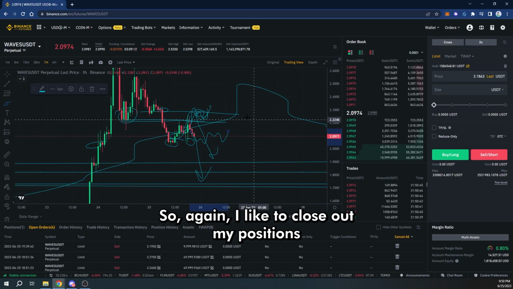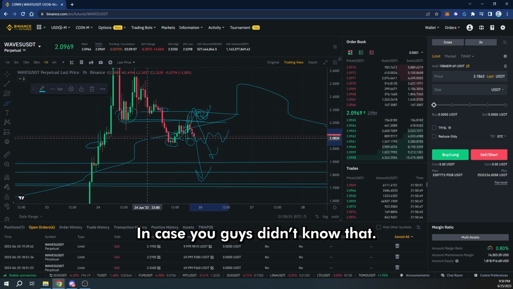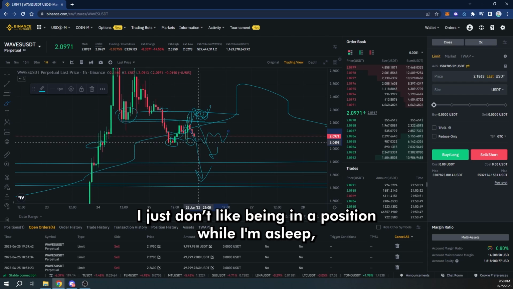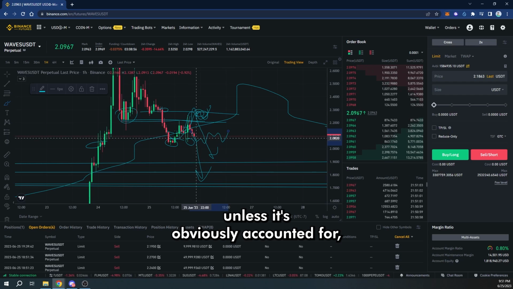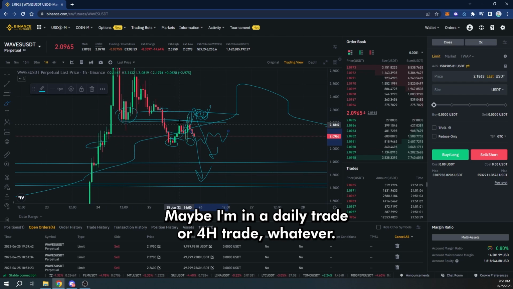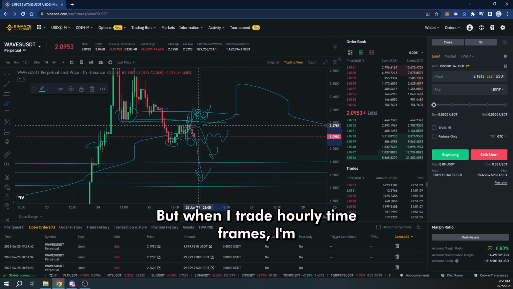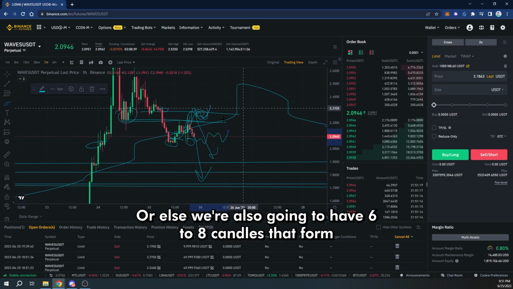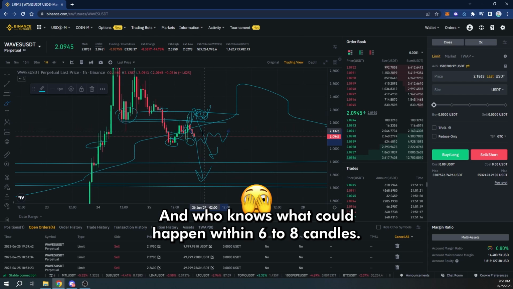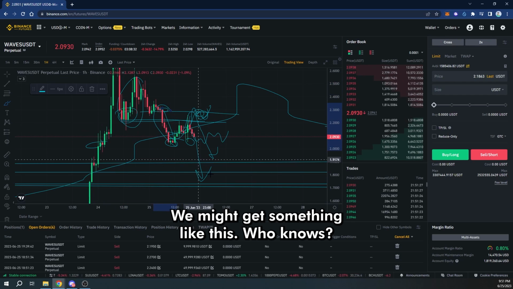tomorrow morning. So again, I like to close out my positions when I'm going to sleep, in case you guys didn't know that. I just don't like being in a position while I'm asleep, vulnerable, unaccounted for, unless it's obviously accounted for, or maybe I'm not in an hourly trade, maybe I'm in a daily trade or 4-hour trade, whatever, right? So it depends on your time frame and your expectations. But when I trade hourly time frames, I'm expecting to have it closed before the night ends, or else I'm gonna have 6 to 8 candles that form, and who knows what could happen within 6 to 8 candles, right? We might get something like this, we might get something like this, who knows?